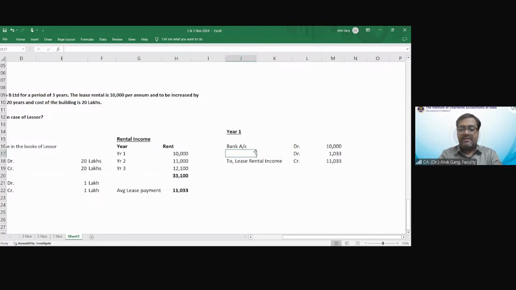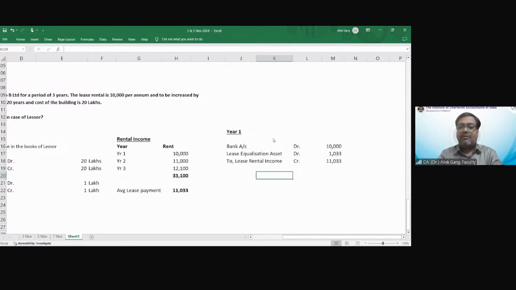Lease equalization reserve or asset? Asset debit. Lease equalization asset debit. It is not a debtor. It is not a lessee. It is a lease equalization asset debit. Okay. We are equalizing the lease. We don't have a right to ask for this 1,033 from the lessee right now. Correct? So this is lease equalization asset debit.